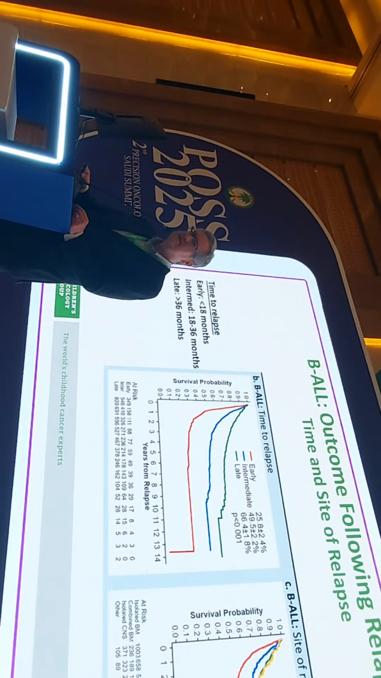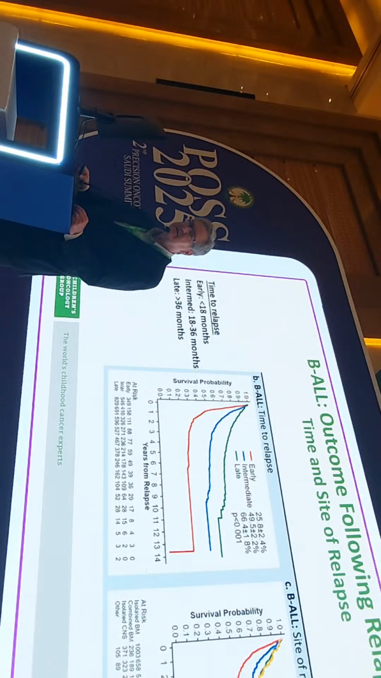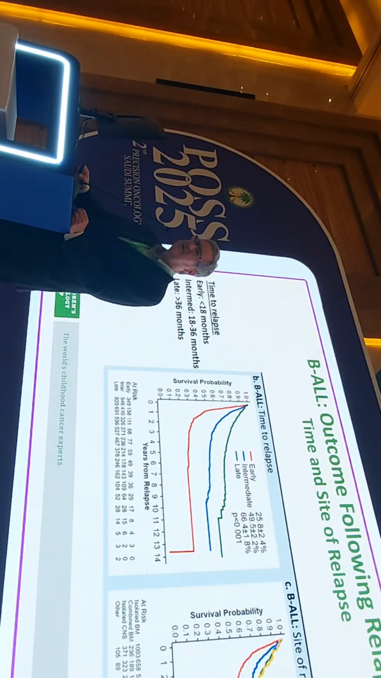On the right-hand side, we look at the site of relapse. The most common site of relapse is isolated bone marrow relapse, and there we have about 45% long-term survival. In contrast, patients with an isolated central nervous system relapse have about a 66% long-term survival rate.